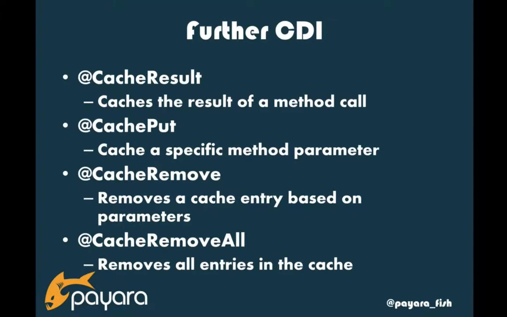So let's look a little bit at what other CDI APIs we have. As well as cache result, which essentially caches the result of a method call, we have cache put, which basically will cache a specific method parameter. We'll try to play a little bit with that in the code in a minute. There's also cache remove, and that removes a cache entry based on the parameters. And there's cache remove all, which obviously takes all entries from the cache.